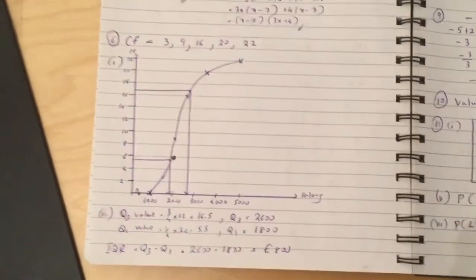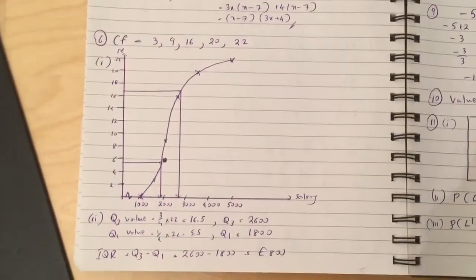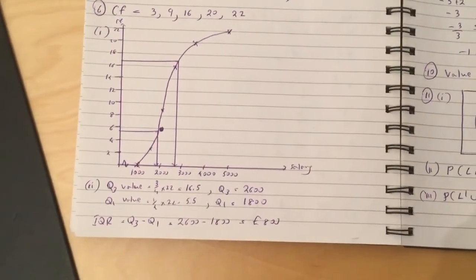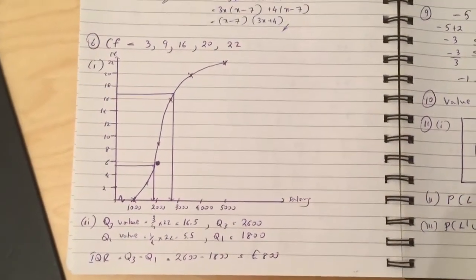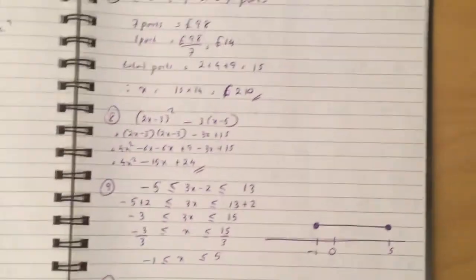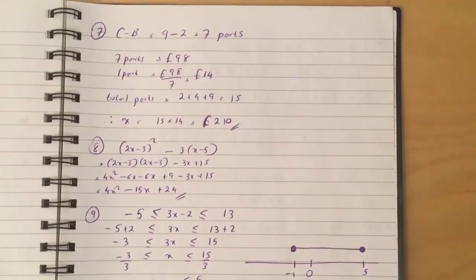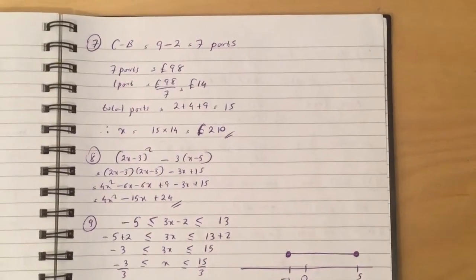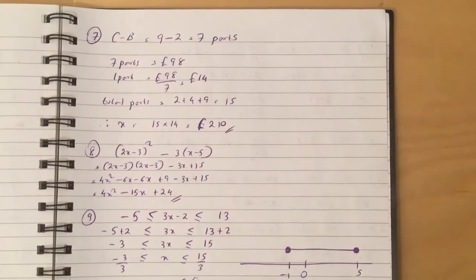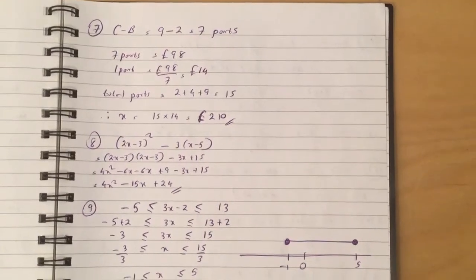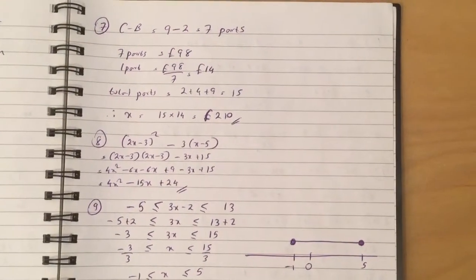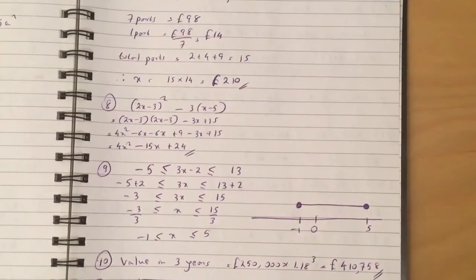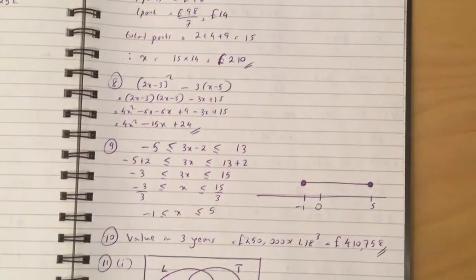Question 6 is a cumulative frequency curve. First of all, you go to the cumulative frequency column, and then you find the upper quartile and lower quartile and the interquartile range. Question 7. The difference between C and B is 7 parts, and then you find the amount of one part, and then you times it by the total parts, which is 15, which is 210 pounds. Question 8 is just basic algebra simplification. You open the brackets very carefully here and then add them up.